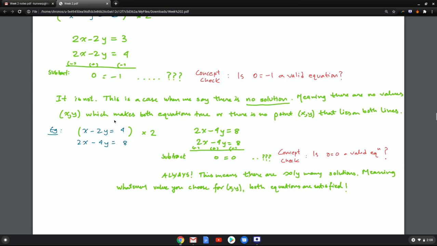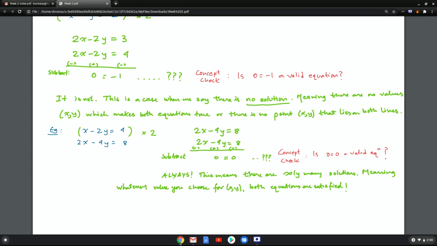The next example here, I multiply the first equation by 2 and I subtract and I end up with 0 equals 0. Is that valid? That is valid. 0 always equals 0, which means that there are infinitely many solutions, because what's happening here is when you're trying to solve this equation, you end up with a statement which is always true, irrespective of the values of x and y.